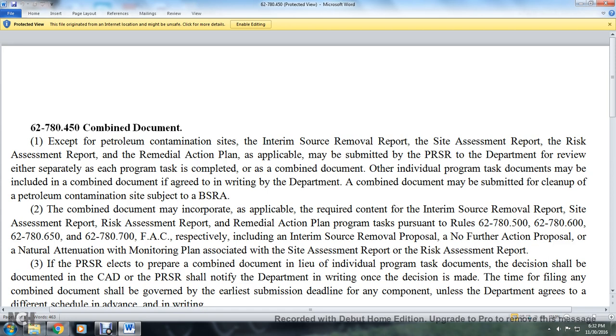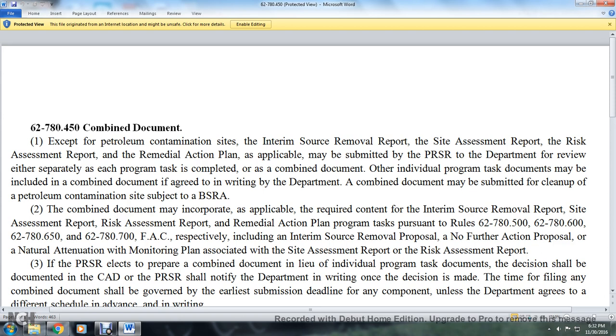Combined documentation may be submitted for the cleanup of a petroleum contamination site, subject to the Brownfield Site Rehabilitation Agreement. Combined documentation may incorporate the applicable required content of the interim source removal report, site assessment report, risk assessment report, and remedial action plan, with program task approvals under Rules 62-780.500, 62-780.600, 62-780.650, and 62-780.700, Florida Administrative Code, respectively, including the interim source removal, no further action proposal, natural attenuation monitoring plan associated with the site assessment report, or risk assessment report.